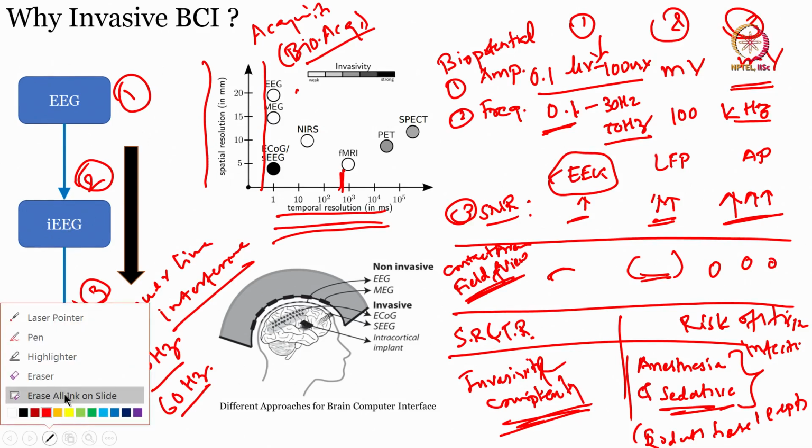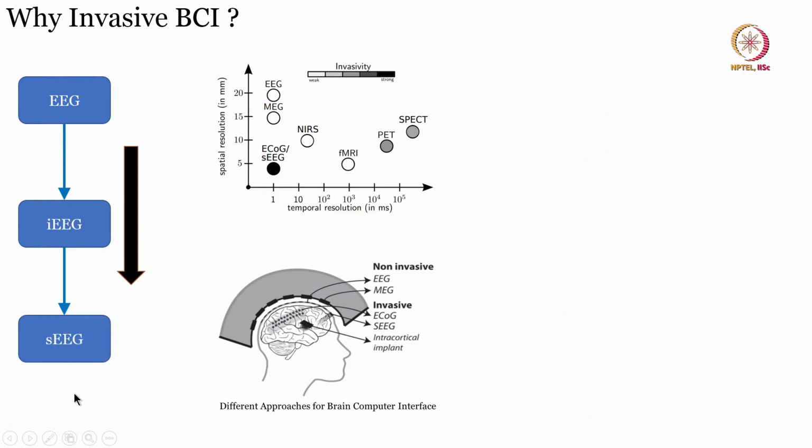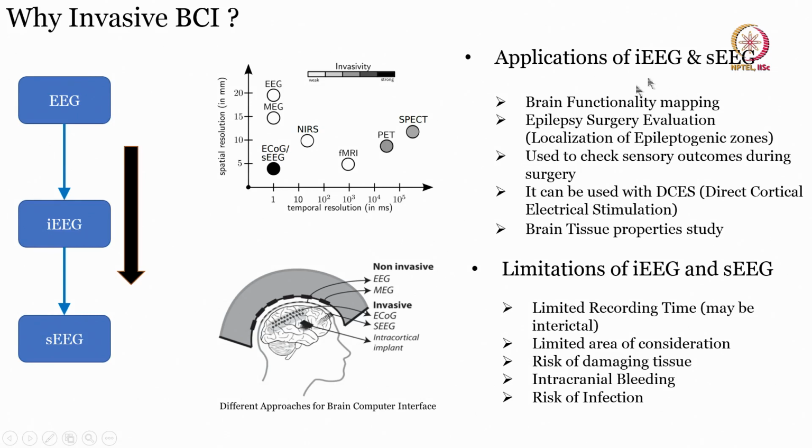So these are some of the brief overview of the techniques used, and where they are being used. Let us quickly see them one by one. Brain functionality mapping: it includes your sensory systems, the auditory system, visual system, etc. Epileptic surgery evaluation: post surgery, whether you are getting seizures or not, whether you can localize them or not. This can be extraoperative also. It is used to check sensory outcomes during surgery also.